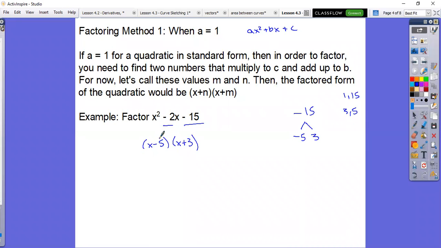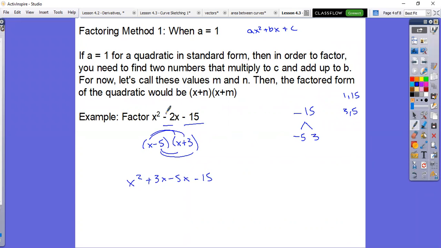If you are unsure, you can always check your work by distributing. We'll do that here just to show what it looks like. So this can be x squared plus 3x minus 5x minus 15, which gives me x squared minus 2x minus 15. So this first method is when a is equal to 1. I look for two values that multiply to c and add up to b. All right.